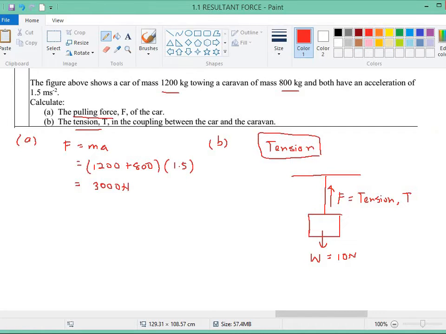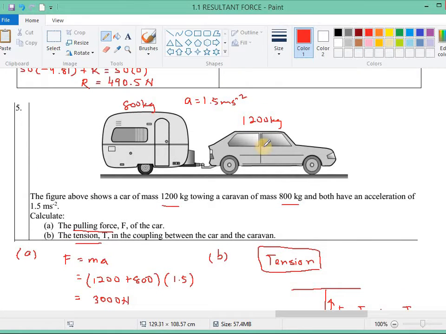So in the case of this car and the caravan, the tension in the coupling is this thing. This is the coupling that joins the two objects together, the car and the caravan. This coupling is being stretched and pulled. The car moves forward, so it pulls and stretches the coupling. That means there's a tension working along this coupling.